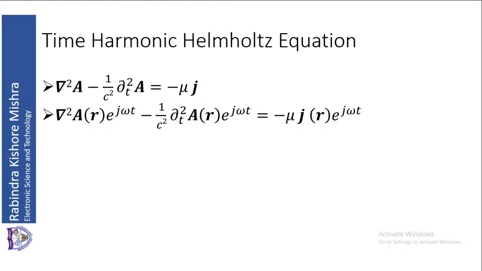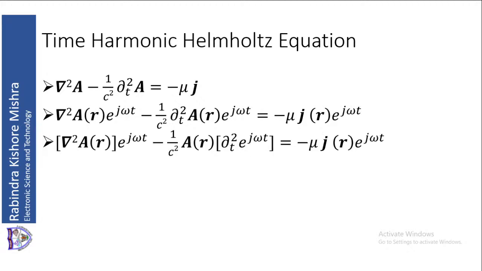So J is equal to J(R) into exponential j omega t. Now in the first term we have exponential j omega t, and del square will not operate on that. In the second term we have exponential j omega t, and dou square t will operate on that. dou square t will not operate on A(R). So the second term we will write now as 1 by c square A(R), these are constant with respect to t.